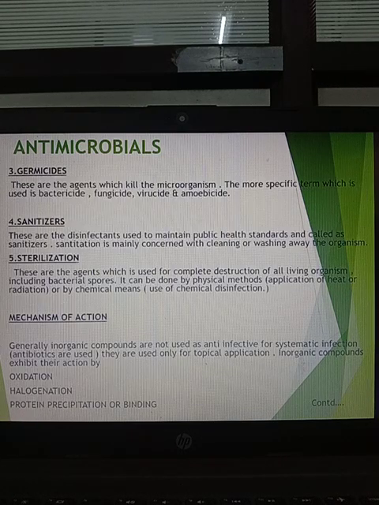Now coming to the germicide. These are the agents which kill the microorganism. The more specific terms which are used are bactericide, fungicide or viricide, etc.